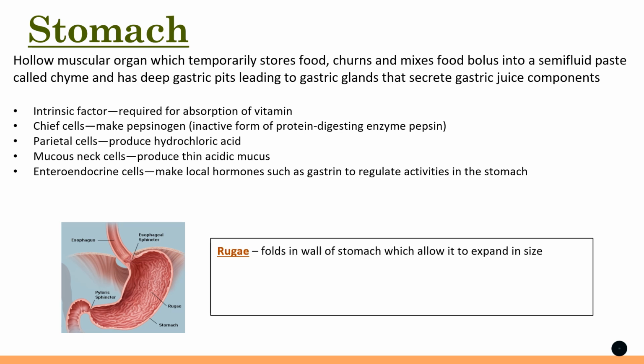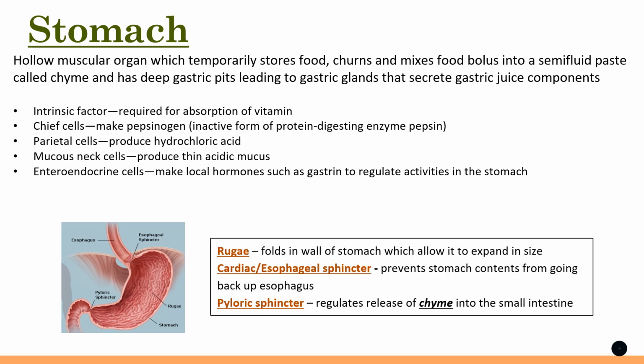Okay, let's talk about the stomach. Most people think about this whenever they are thinking about the digestive system. So this is going to be a hollow muscular organ, which is going to temporarily store food. It's going to churn and mix the food bolus into a semi-fluid paste called chyme. And it's going to have these deep gastric pits that are going to lead to gastric glands that are going to secrete gastric juice components.